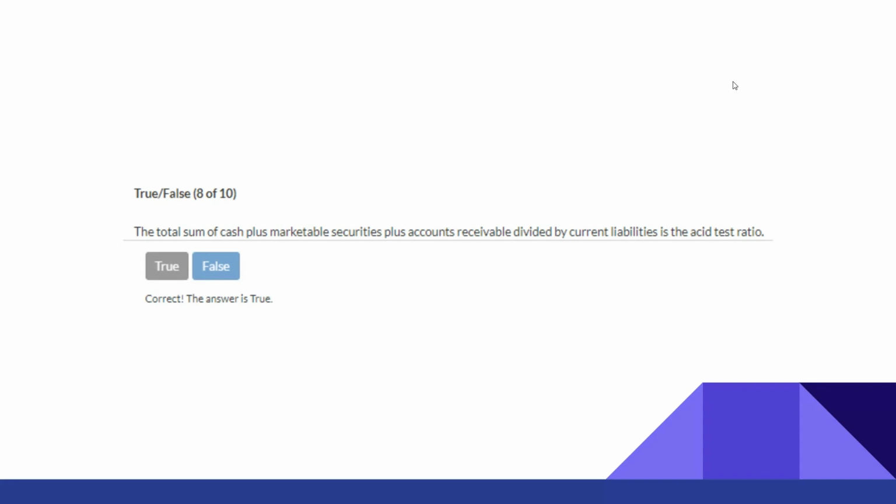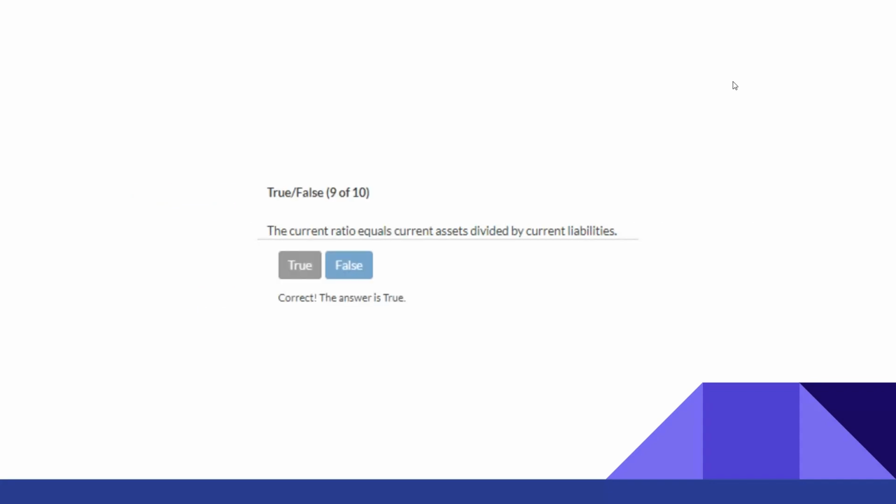The total sum of cash plus marketable securities plus accounts receivable divided by current liabilities is the asset test ratio. True or false? Correct answer is true. The current ratio equals current assets divided by current liabilities. True or false?